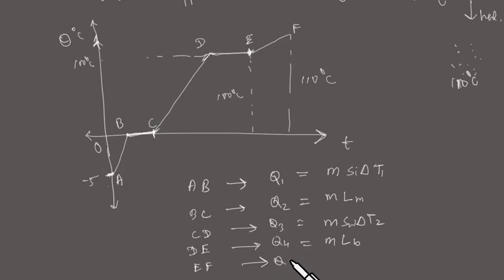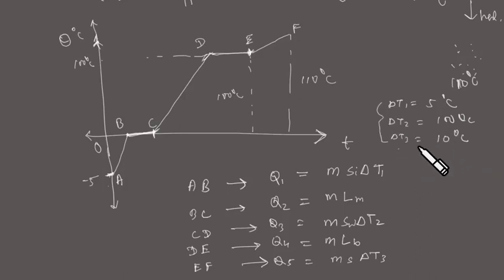And the total heat required Q5 equals how much? Q5 equals m s delta T3 here. Delta T1 was -5 to 0 degrees Celsius, that means 5. Delta T2 is 0 to 100 degrees Celsius, that means delta T2 equals 100 degrees Celsius, and then delta T3 equals 100 to 110, that means 10 degrees Celsius.